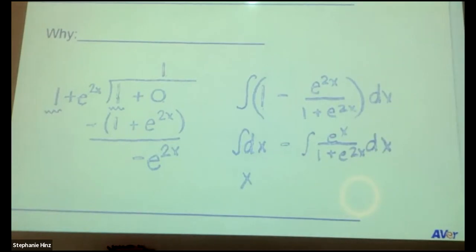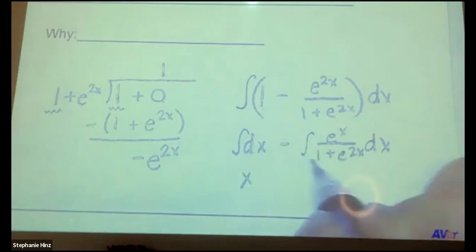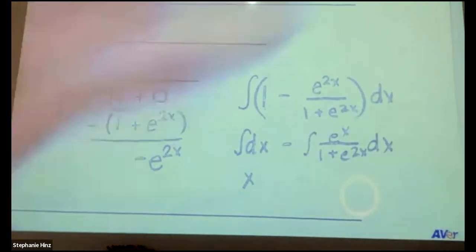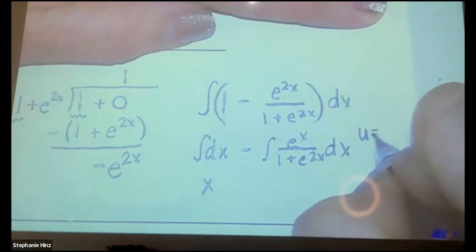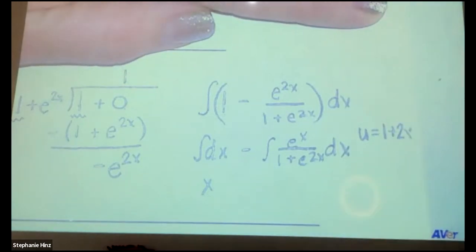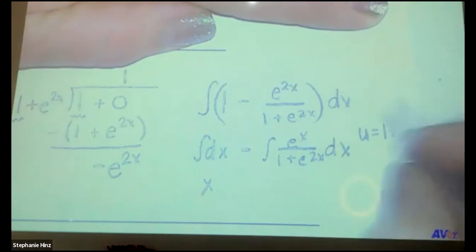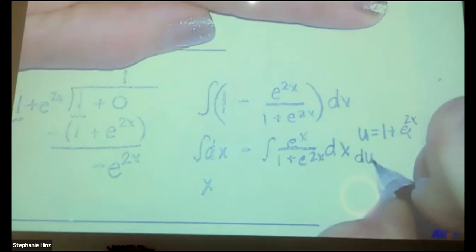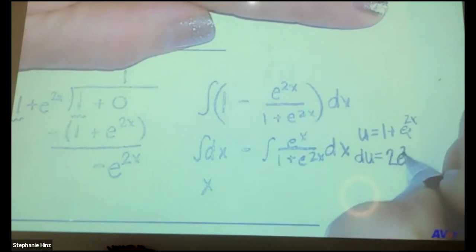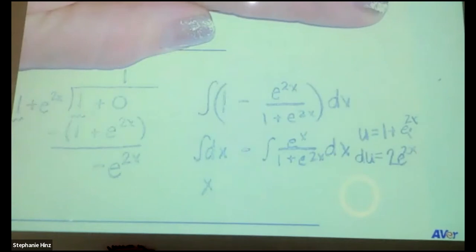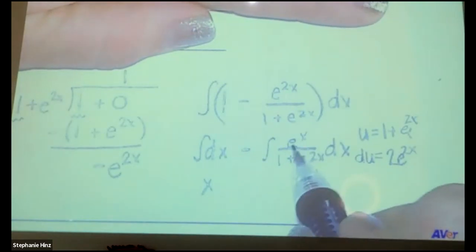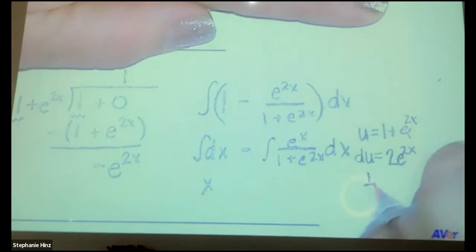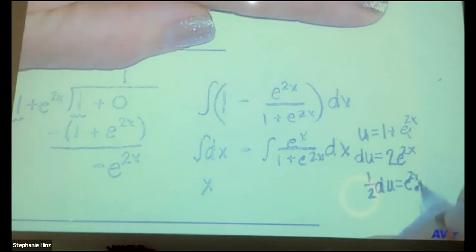And then this other part is going to be a U substitution. I haven't left myself a great deal of space here. I've got 1 plus e to the 2x, so my derivative there is going to be 2e to the 2x. I don't really want the 2 there because I only want an e to the 2x dx. So I'm going to say 1/2 of du is equal to e to the 2x dx. There's a dx there, you just can't see it.